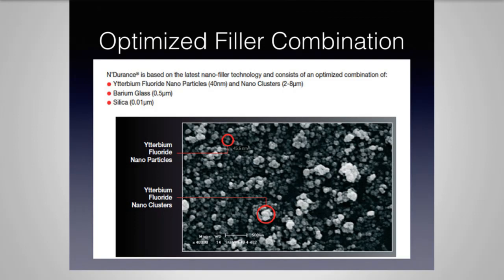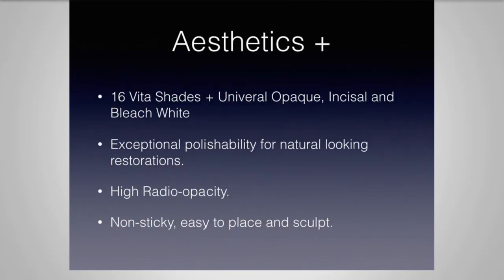This filler material is also interesting that they're using in here. The nanotechnology used here is the ytterbium fluoride. Nanoparticles and these nanoclusters of this ytterbium fluoride material. Also the barium glass and the silica particles. So all of this creates a very tight filler and a very effective conversion rate of the composite itself.